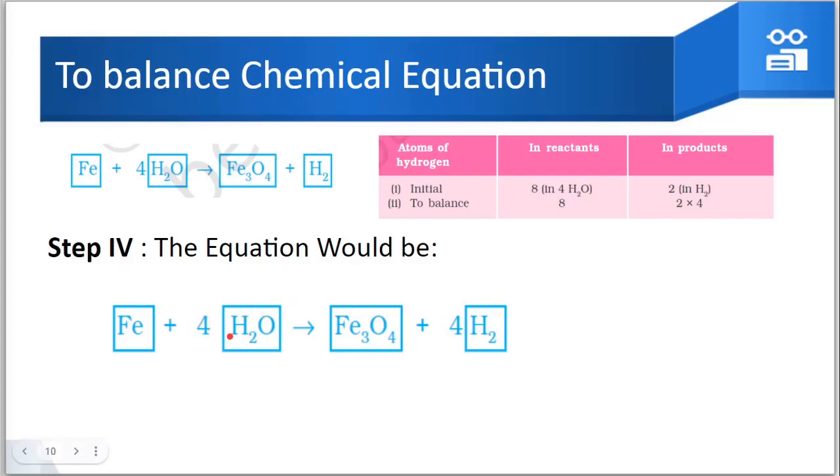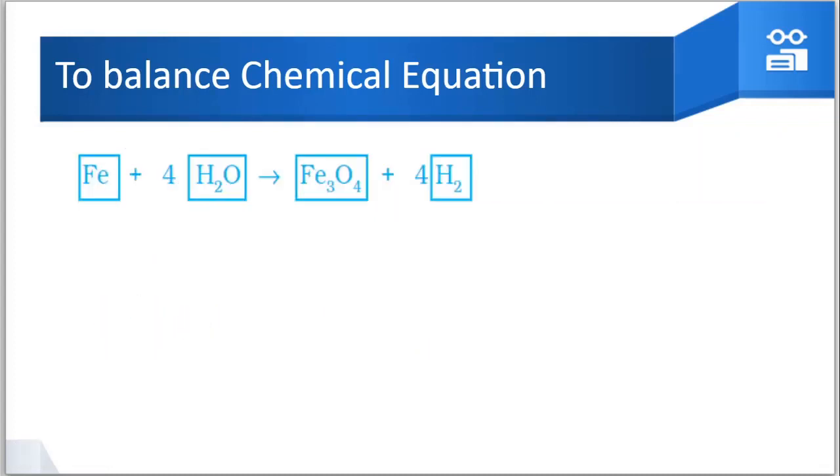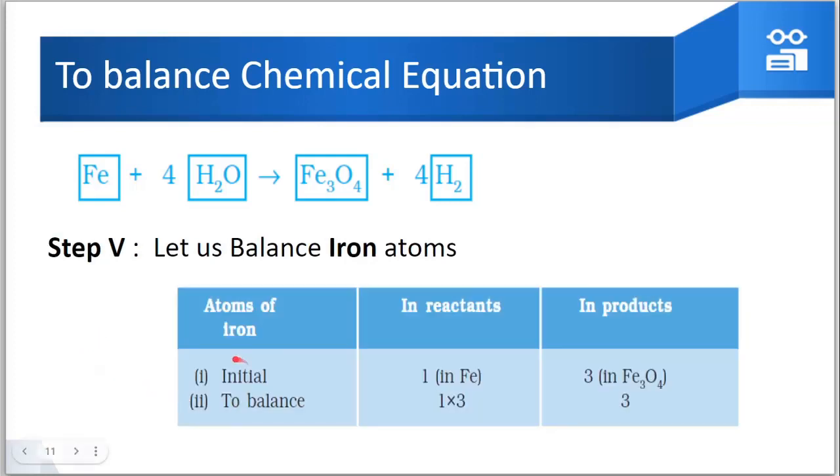The only one remaining is the iron. So examine the above equation and pick up the third element which is not balanced. You find that only one element is left to be balanced, and that is iron. So let us balance iron atoms. Let us draw the table for the iron. Initially, in the left hand side, there is one atom of iron, and in the product, there are three atoms of iron.